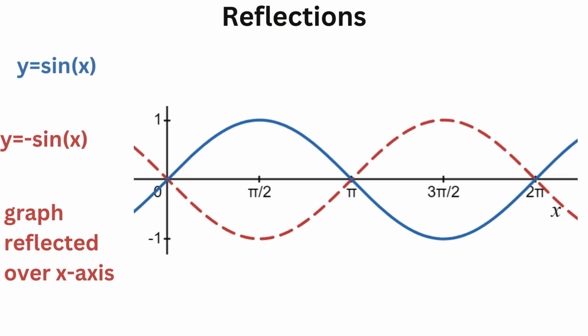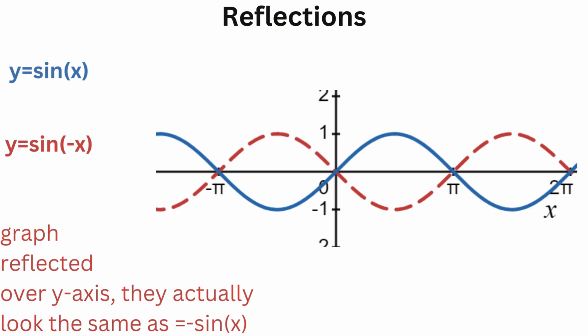Finally, let's discuss reflections. If you see a function like y equals minus sine x, it reflects the graph over the x-axis. If it's y equals sine minus x, it reflects over the y-axis. These reflections flip the graph in interesting ways.